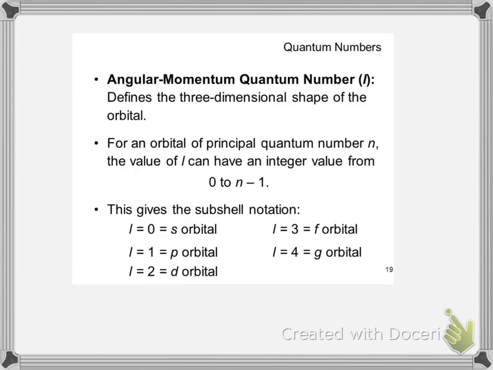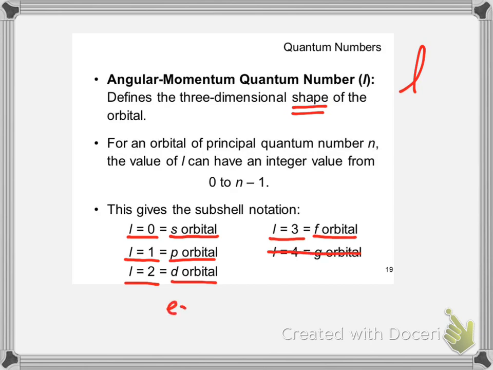Second quantum number is l. l is the angular momentum quantum number. You'll see me write it like this, l. The l describes the shape of the orbital. If we have an s orbital, then the l will be 0. If we have a p orbital, the l will be 1. If we have a d orbital, the l will be 2. If we have an f orbital, the l will be 3. We're not going to use g.